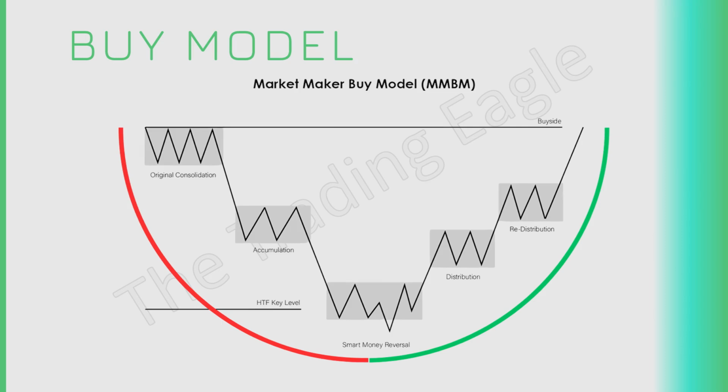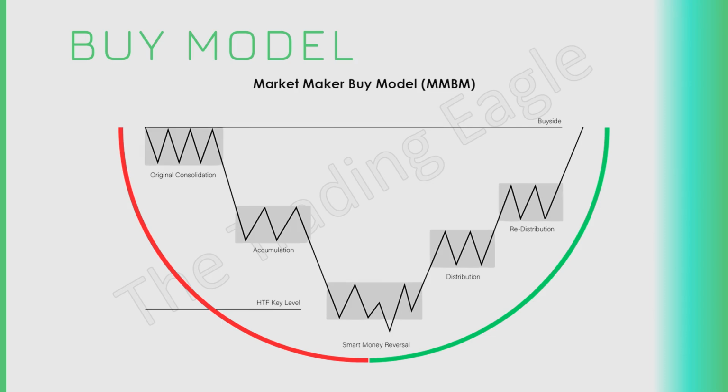So MM is usually called MMXM. The X can either be buy or sell, in this case, the buy. So you have the original consolidation, then you have a displacement downward, or an expansion. You have an accumulation, you have an expansion. So the original consolidation is also an accumulation. Then after the expansion you have another accumulation. You have an expansion, then you have either an accumulation or you just have a smart money reversal.